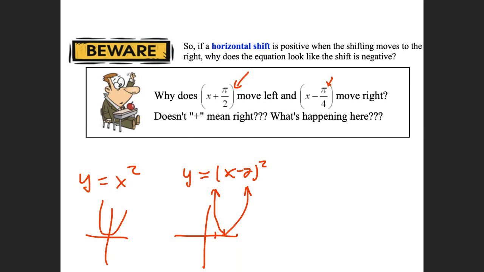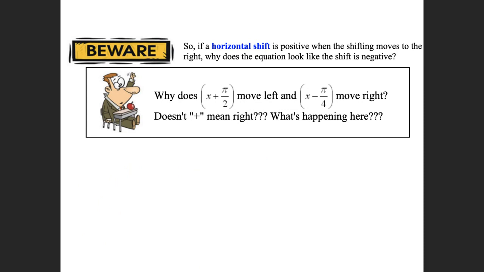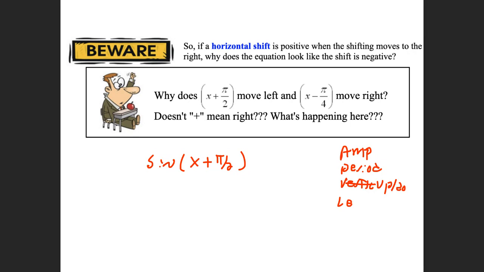If you have something inside, so if I gave you something like the sine of x plus pi over 2, and I asked you to graph that, what do I need to know? I need to know the amplitude. I need to know the period. I need to know if it's a vertical shift up or down. I'll just put up or down there, and then left, right.